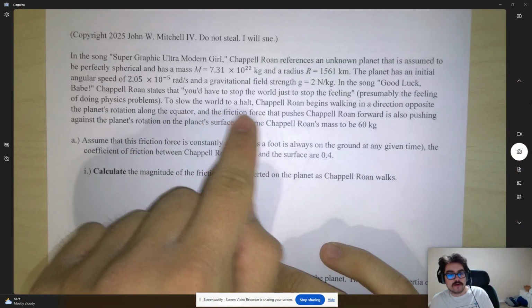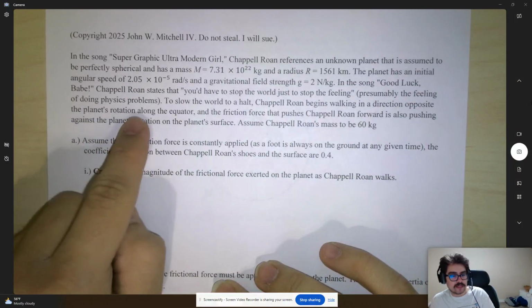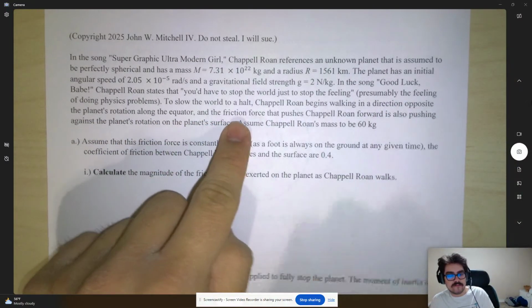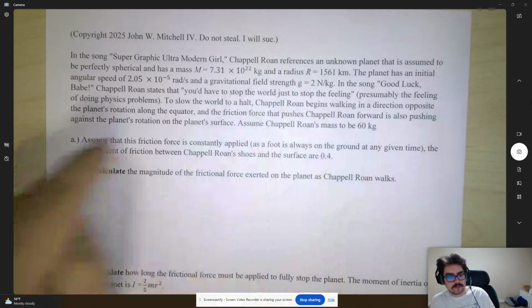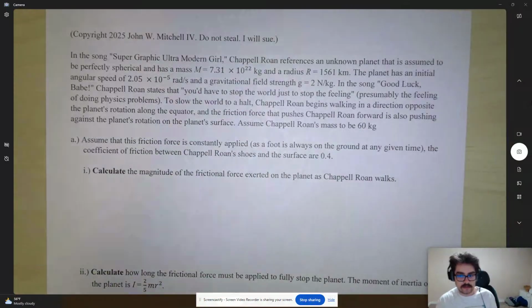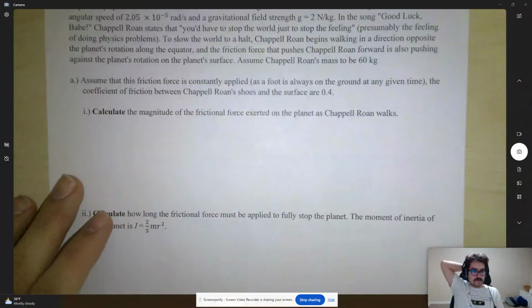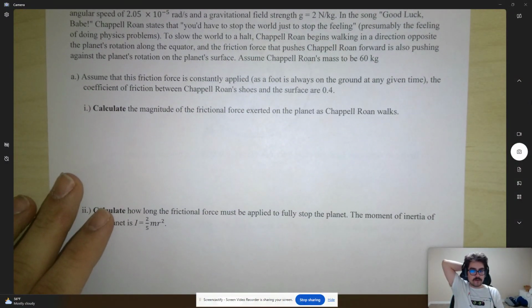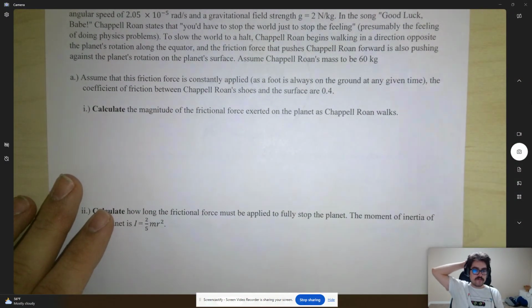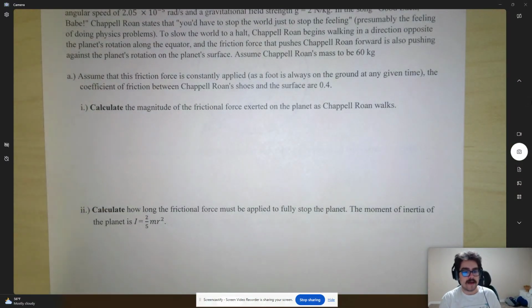To slow the world to a halt, Chappell Roan begins walking in a direction opposite of the planet's rotation along the equator, and the friction force that pushes Chappell Roan forward is also pushing against the planet's rotation on the planet's surface. Assume Chappell Roan to be 60 kilograms. Oh, I didn't put punctuation. Assume that this friction force is constantly applied as a foot is always on the ground at any given time. The coefficient of friction between Chappell Roan's shoes and the surface is 0.4. Calculate the magnitude of the frictional force exerted on the planet as Chappell Roan walks.